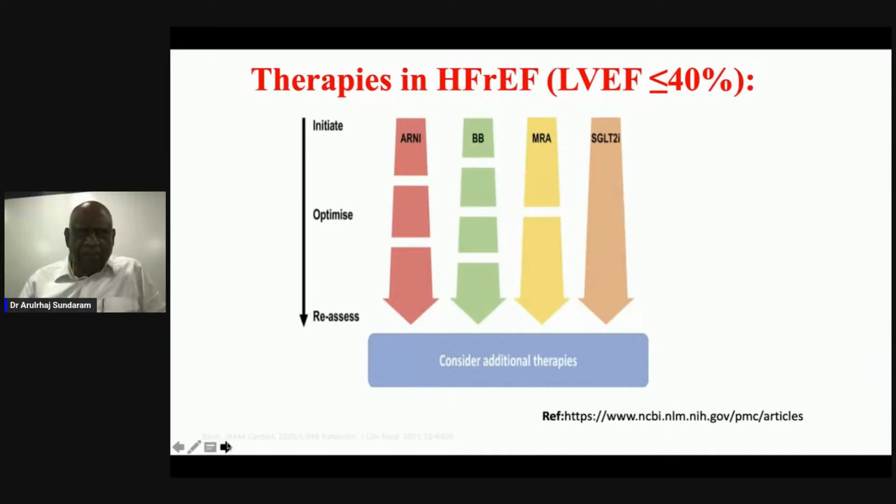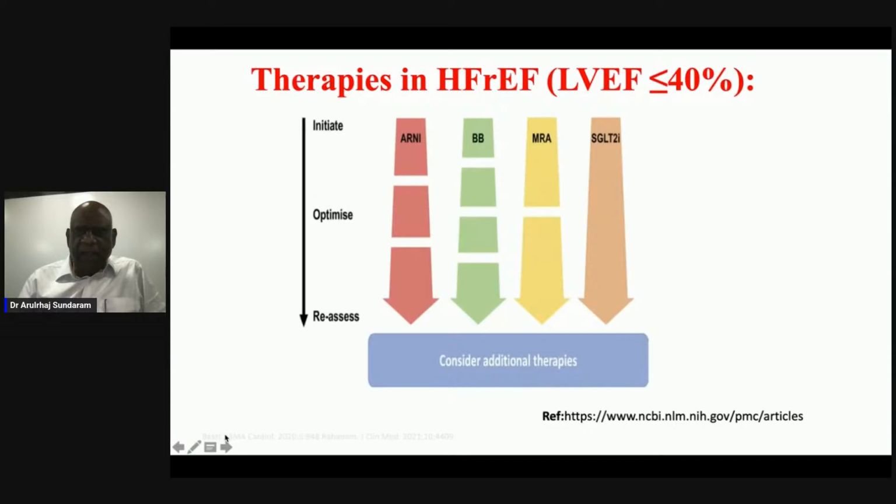Therapies of heart failure with reduced ejection fraction. When the EF is less than 40, you start with ARNI, that is a neprilysin inhibitor with ARB, and a beta blocker, usually carvedilol or metoprolol, which are very good. For MRA, either spironolactone or eplerenone can be used. SGLT inhibitors, empagliflozin or dapagliflozin. Start with lower dosage, because all of them have a tendency to reduce the blood pressure, and you optimize and reassess, and consider other therapies also. We'll see all of them one by one.